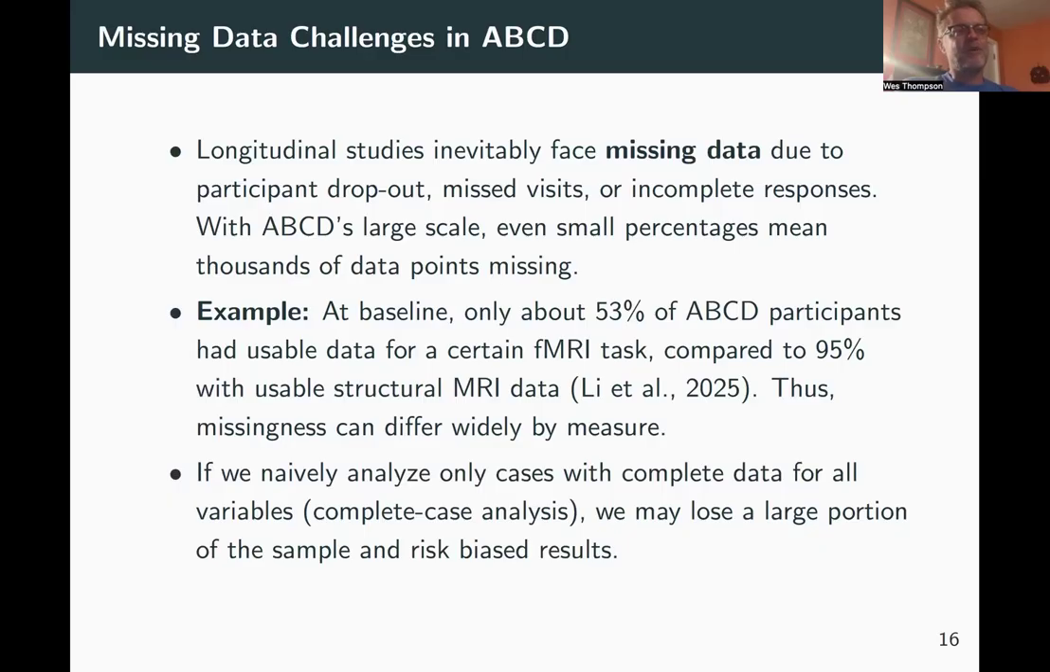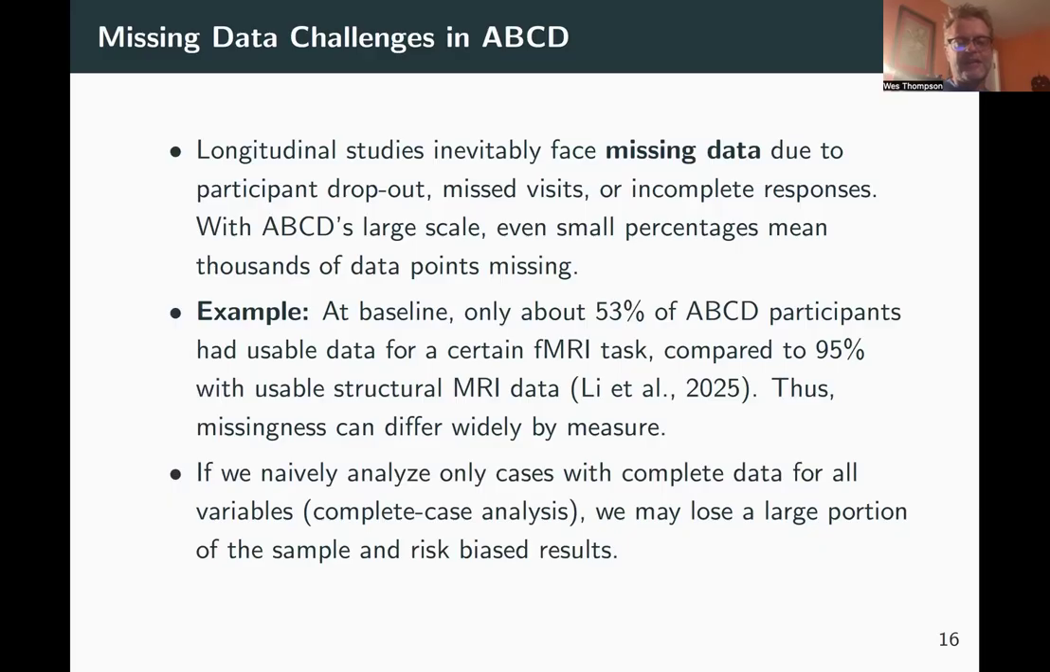If even a small percentage of variables are missing, but you have say 10 variables, that could result in a lot of people omitted from the study or a lot of observations omitted from analysis. As an example, at baseline, only about 50% of ABCD participants had usable data for certain fMRI tasks, compared to 95% with structural MRI data. Thus, missingness can vary widely by measures in ABCD.